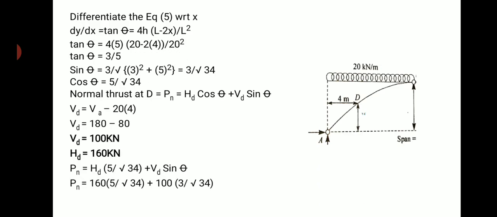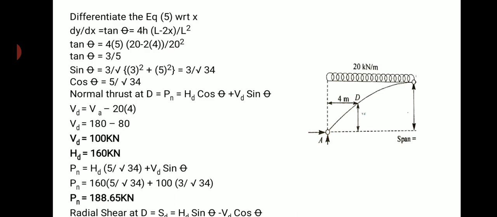Therefore, the normal thrust will be equal to HD cos theta plus VD sin theta. After substituting this value, I'll get the normal thrust as 188.65 kilonewton.